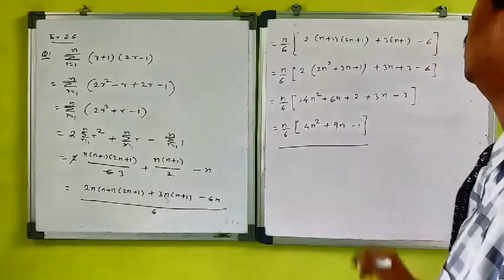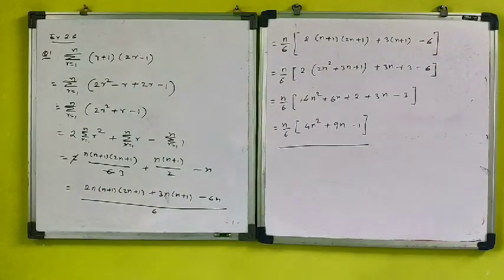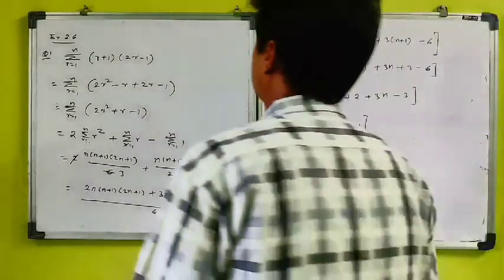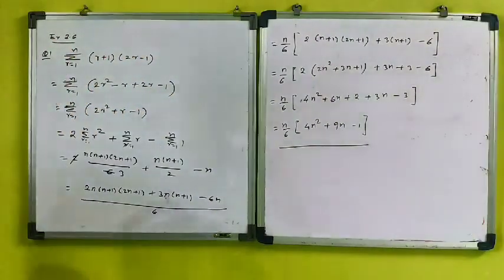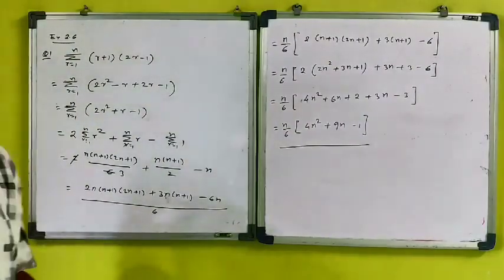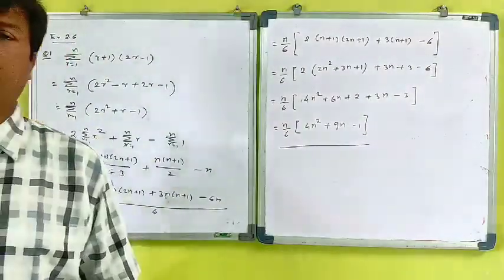So that is the answer. The answer is n upon 6 into the bracket 4n square plus 9n minus 1. So this is the answer for this question. Exercise 2.6, first question.